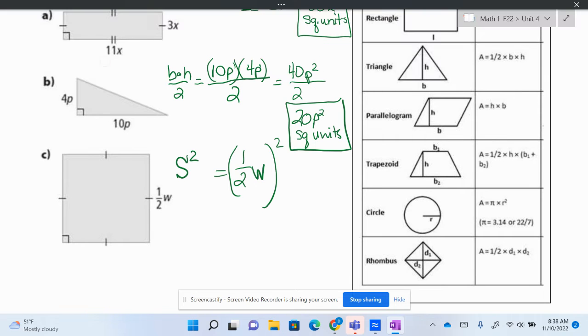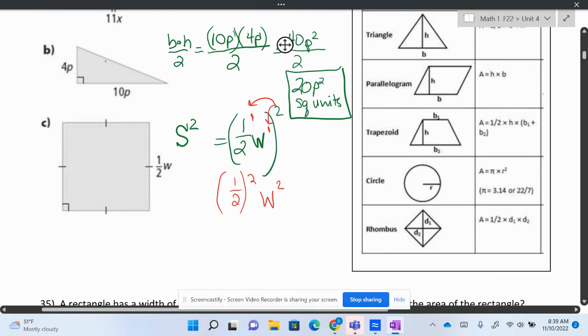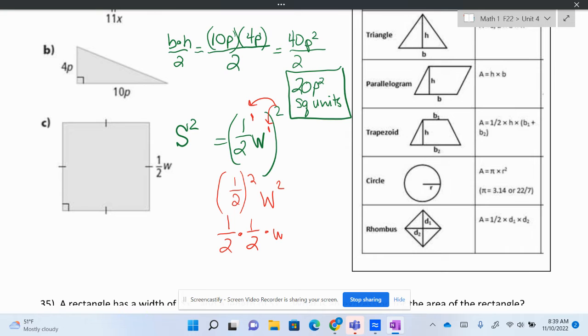So I'm going to change colors really fast. So that means that the 1/2 is raised to the power of 1 and the W is raised to the power of 1. And I'm going to distribute that power. So that really says 1/2 the quantity squared times W squared. Well, 1/2 squared is just 1/2 times 1/2 W squared. And what is 1/2 times 1/2? 1/4. Yeah. We multiply fractions straight across. 1 times 1 is 1. 2 times 2 is 4. So 1/4 W squared square units.